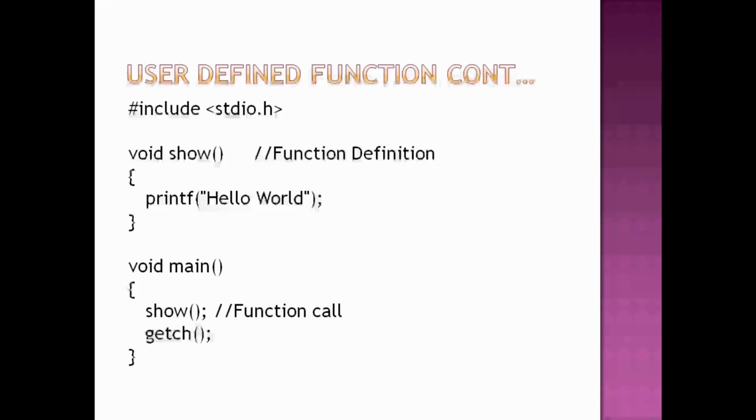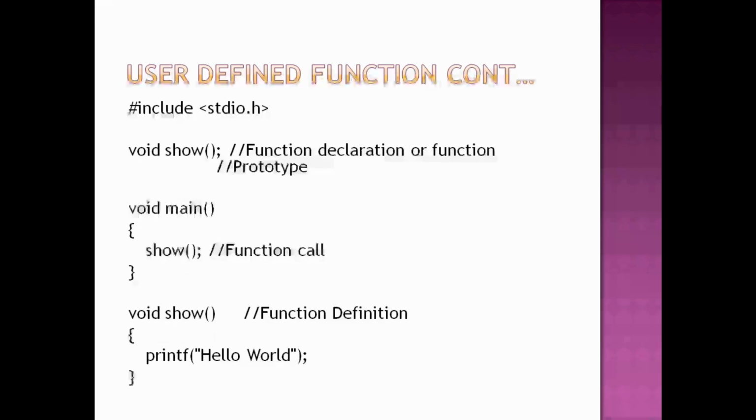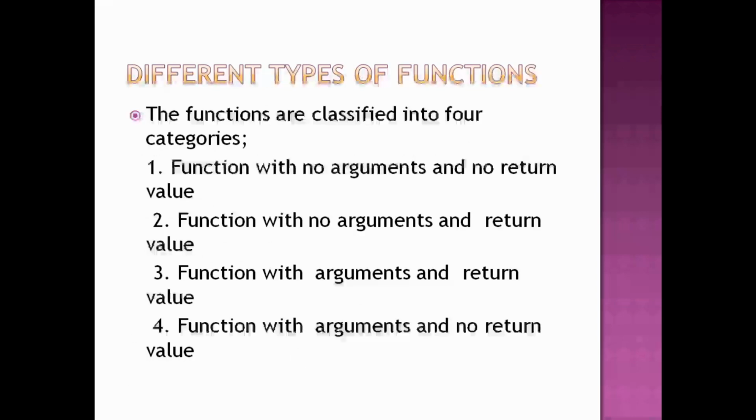Based on this, there are different types of functions available. For example, the first one is a function with no arguments and no return value. A function can have no arguments at all and not return any value. Second, a function with no arguments but which returns some value. Third, a function with arguments and a return value. And fourth, a function with arguments and no return value. So it is all combinations of whether arguments are present or a return value is there, or neither.